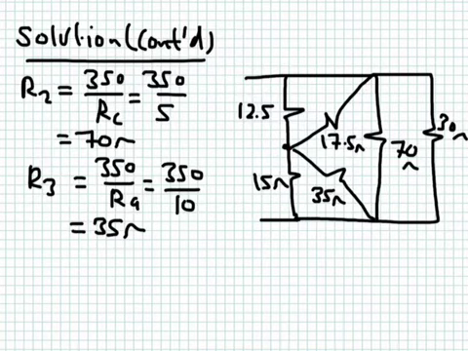Now the circuit is way simpler. Why? Because I can immediately see that I have 70 ohm in parallel with 30 ohm. These two are the same node. So 17.5 ohm is in parallel with 12.5 ohm. These two are the same node. So 35 ohm is in parallel with 15 ohm. So I can draw the circuit in a much simpler way, and I will have only three resistances. This parallel combination, this parallel combination, and this parallel combination. Remember, this equivalent resistance here is in series with this equivalent resistance.